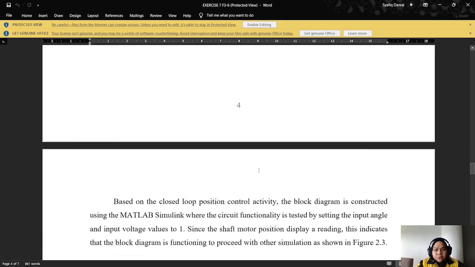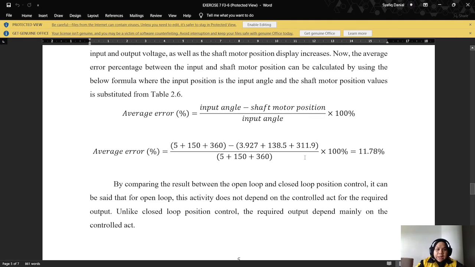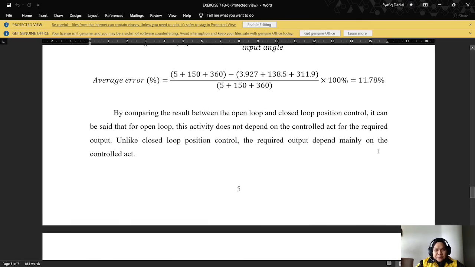And then we need to calculate the average error. So after constructing all the procedure and calculating the average error, our average error is 11.78 percent. So that's all from me. Thank you.